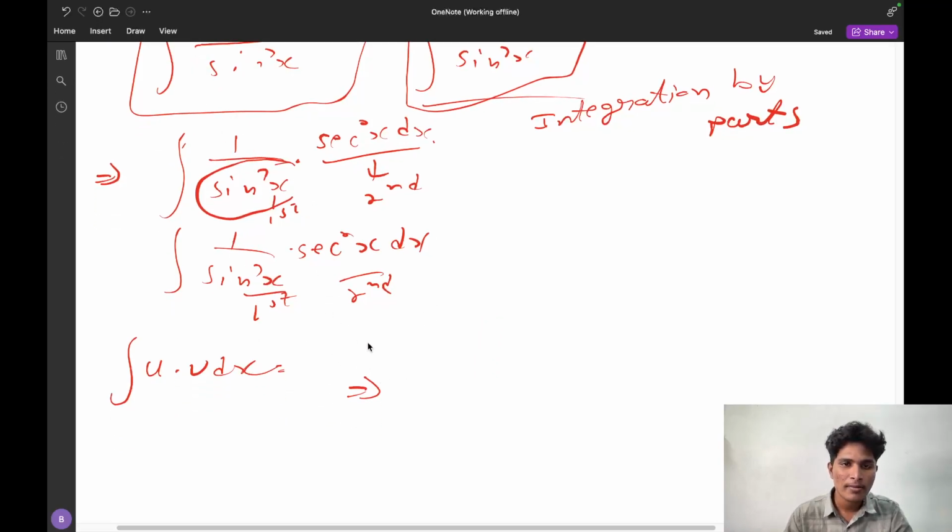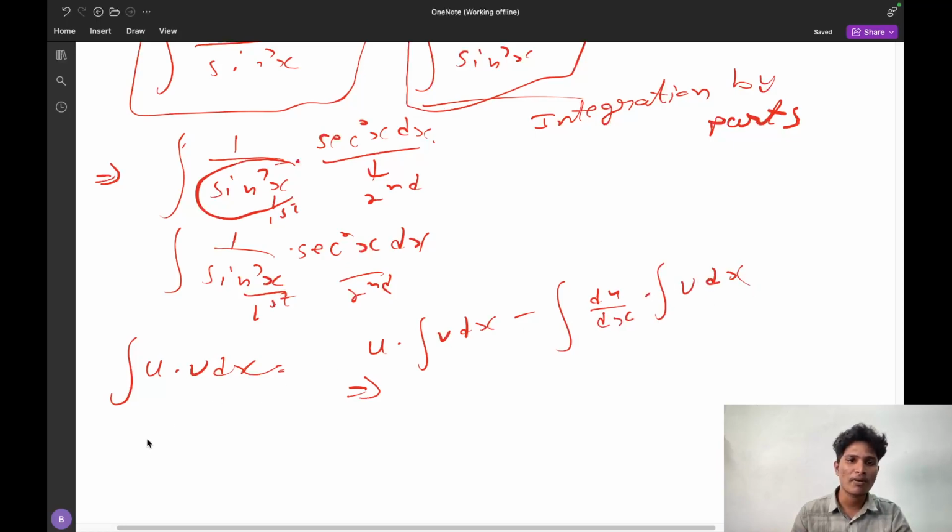The formula is: first function into integration of second function, minus integration of differentiation of first function into integration of second function. So this is the formula, and I am applying it. That is the first function: 1 divided by sin power 7x, into integration of the second function, integration of secant square x dx, minus integration of differentiation of first.